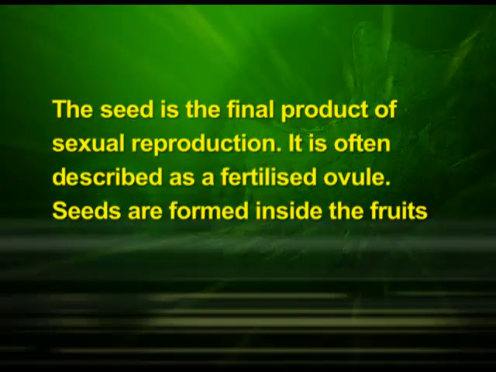Now, let us discuss about the seed. In angiosperms, the seed is the final product of sexual reproduction. It is often described as a fertilized ovule. Seeds are formed inside the fruits. A seed typically consists of seed coats, cotyledons and an embryo axis.